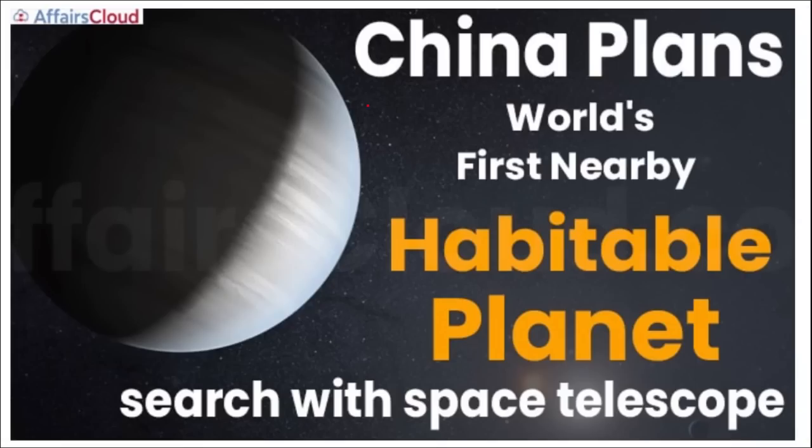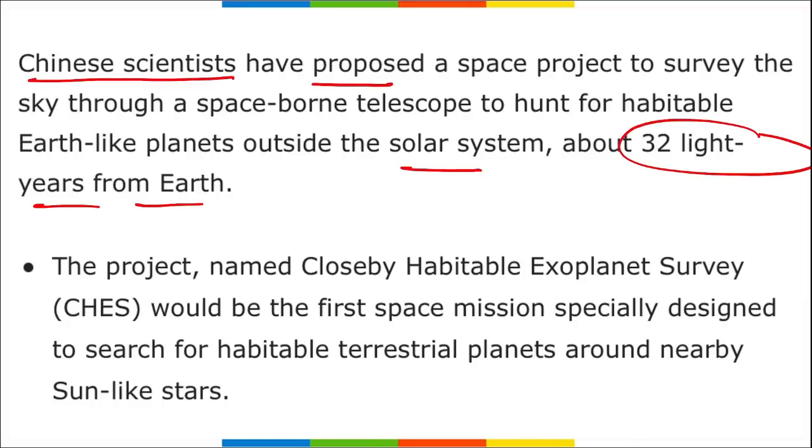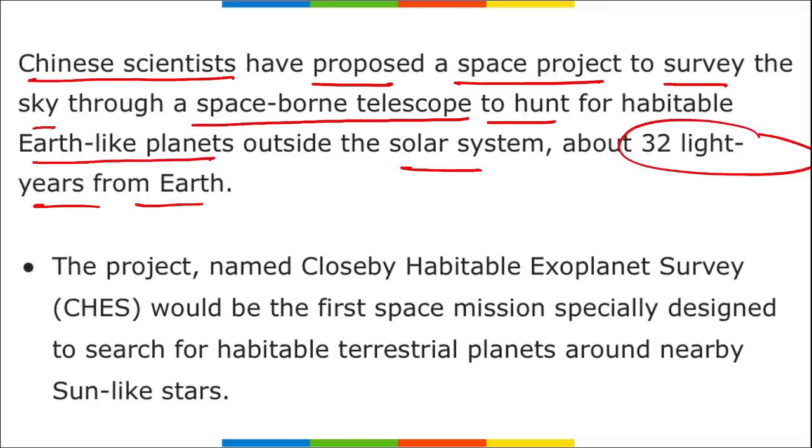Next, remember, recently China is planning the world's first nearby habitable planet search with their space telescope. Recently, China has launched a project aiming to find habitable, Earth-like planets outside the solar system, about 32 light years from Earth. Chinese scientists have proposed a space project to survey the sky through a space-bound telescope to hunt for habitable Earth-like planets outside the solar system about 32 light years from Earth.